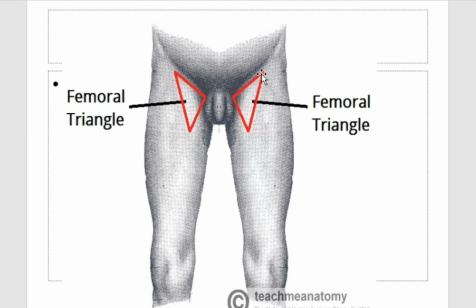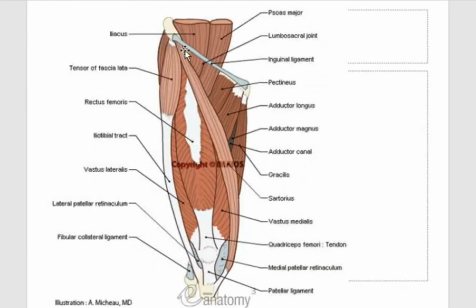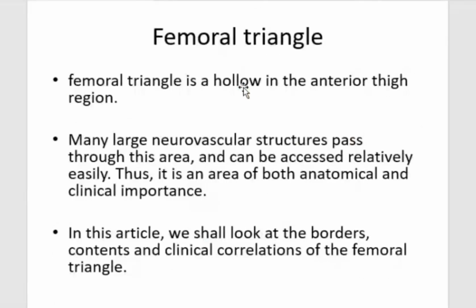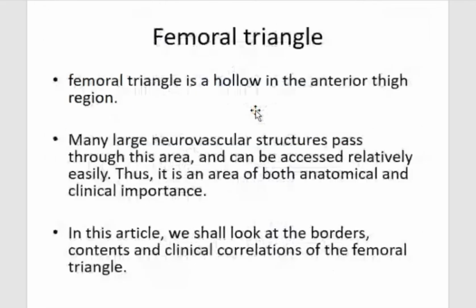So this femoral triangle has a superior border, which is made by the inguinal ligament. This is the inguinal ligament. It forms the superior border of the femoral triangle. This is the medial border. This medial border is formed by a muscle known as adductor longus. It's a muscle of the medial compartment of the thigh. And this lateral border is made by the muscle known as the sartorius, which we have talked about as a muscle of the anterior compartment of the thigh.